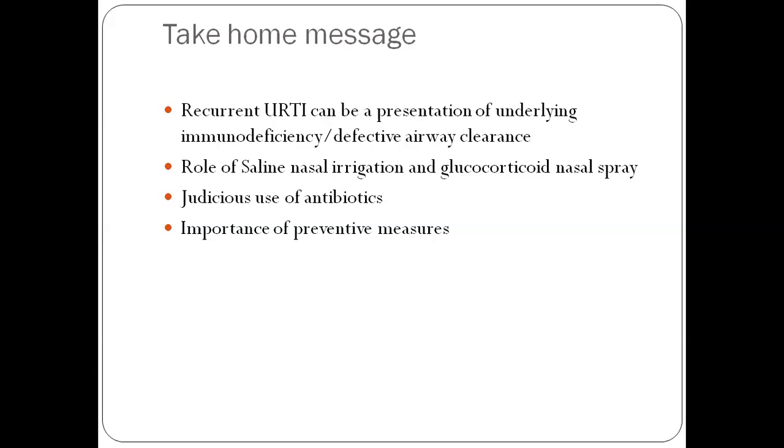Recurrent URTIs cannot always be considered normal, or seasonal, or uncomplicated. Sometimes we need to look into other possibilities. With proper clinical examination and history, we can find out which child needs further evaluation and workup. So we should never miss immunodeficiencies, and similarly defective airway clearance. These also we should try to pick up at an early age, so that we can give a better lifestyle for the child.